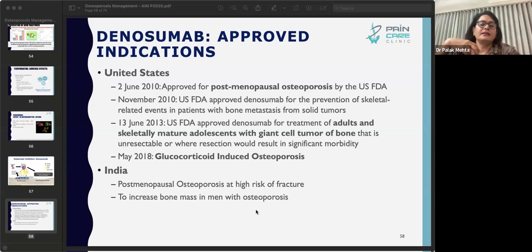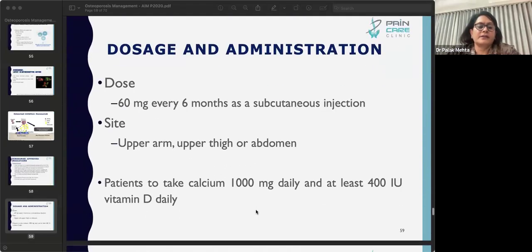The long-term efficacy has also been proved. Commonly, it is used for glucocorticoid-induced osteoporosis, postmenopausal osteoporosis at high risk of fracture, and also to increase bone mass in men with osteoporosis. Next slide, please. As I said, 60 milligram every 6 months as a subcutaneous injection.